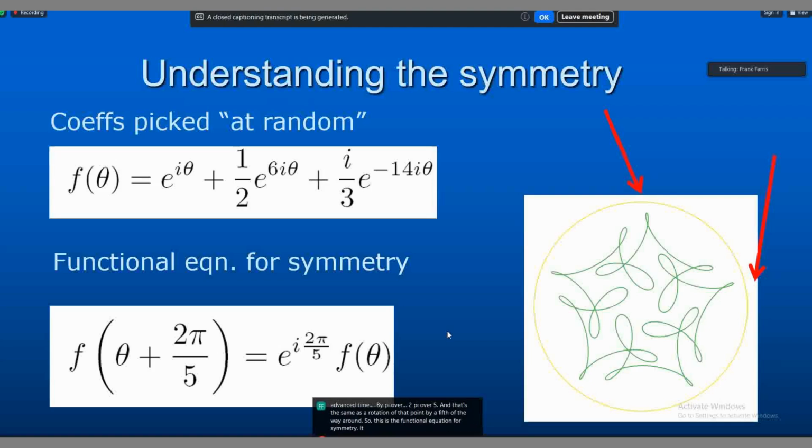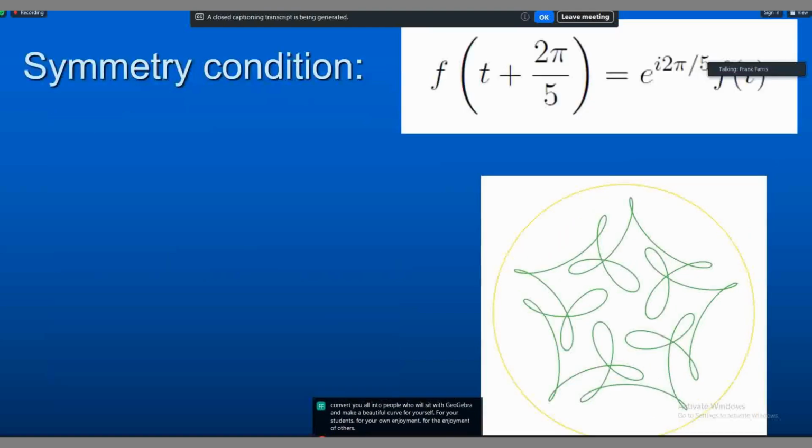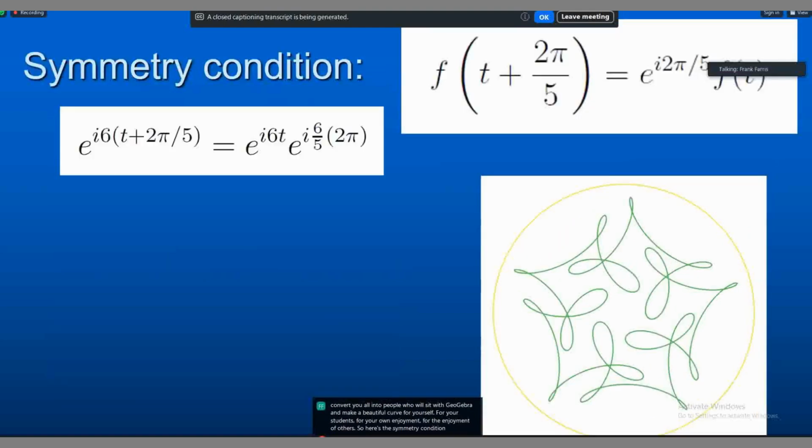It explains why this curve has the appearance that it does, and the next thing I want to do is help you understand how this is really key to allowing you to make your own beautiful curves, because that's really my goal today, to convert you all into people who will sit with GeoGebra and make a beautiful curve for yourself, for your students, for your own enjoyment, for the enjoyment of others.